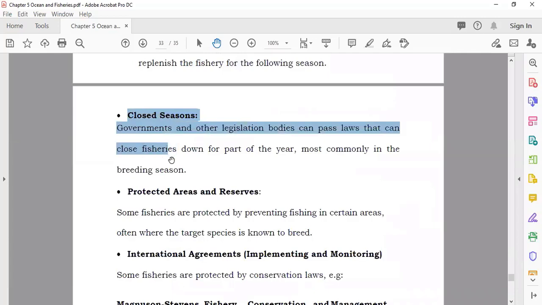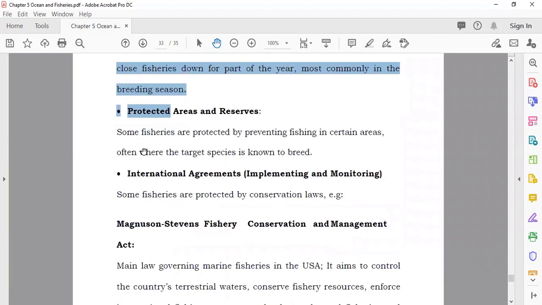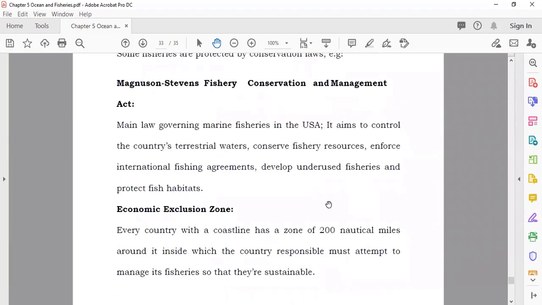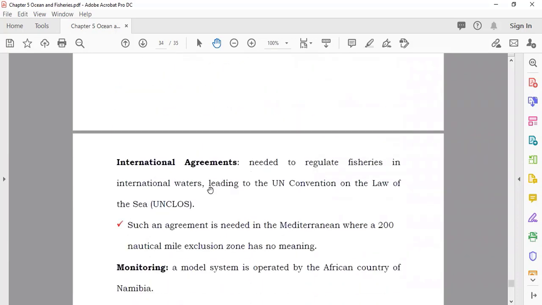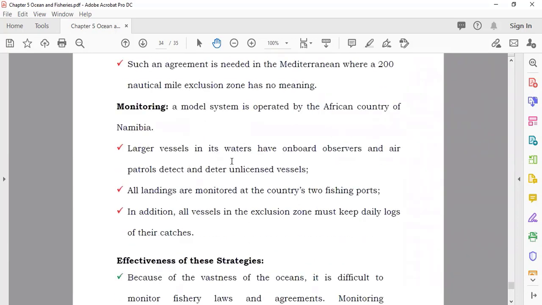Close season: when there is breeding, there should be no fishing in that area. After that, international agreements, you have this one, again the economic zone, 200 nautical miles. We did monitoring. Whenever you make a rule for fishing, you should monitor it. Monitor means you go and check whether people are following it or not. For example, Khalafullah, I told Khalafullah to come on Sunday only, but I found Khalafullah also on Monday. So it means Khalafullah is not obeying the law. I told Lean to come only on Thursday, but I found Lean coming on different days. So it means you have to keep a check on the people.